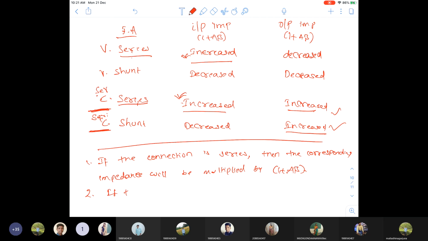Next, similarly, the second point is: if the connection is shunt, then the corresponding impedance will be divided, not multiplied, divided by 1 plus A beta. If you see, this is decreased.